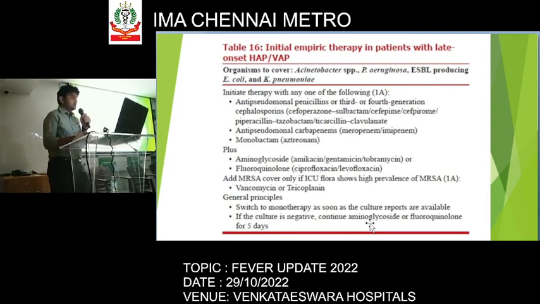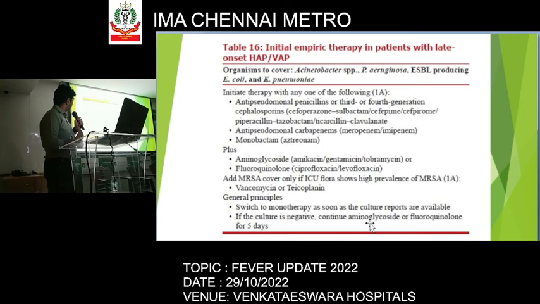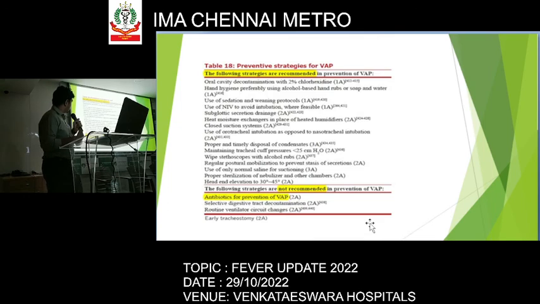So these are the preventive strategies for VAP: oral cavity decontamination with 2% chlorhexidine, hand hygiene, use of sedation and weaning protocols, use of NIV to try to avoid intubation, subglottic secretion drainage, and HME filters that we have to change regularly. A closed suction system should be used for suctioning the patient over an endotracheal tube, along with proper and timely disposal of condensates and maintaining tracheal cuff pressure less than 25. This will prevent mucosal injury in the trachea. Also regular postural mobilization to prevent stasis of secretion, use of normal saline for suctioning, and proper sterilization of the nebulization chambers.